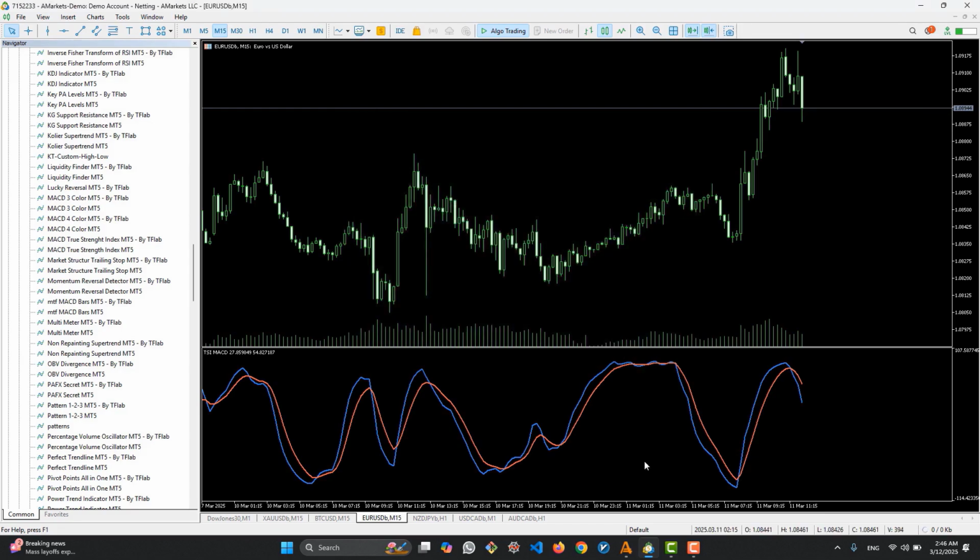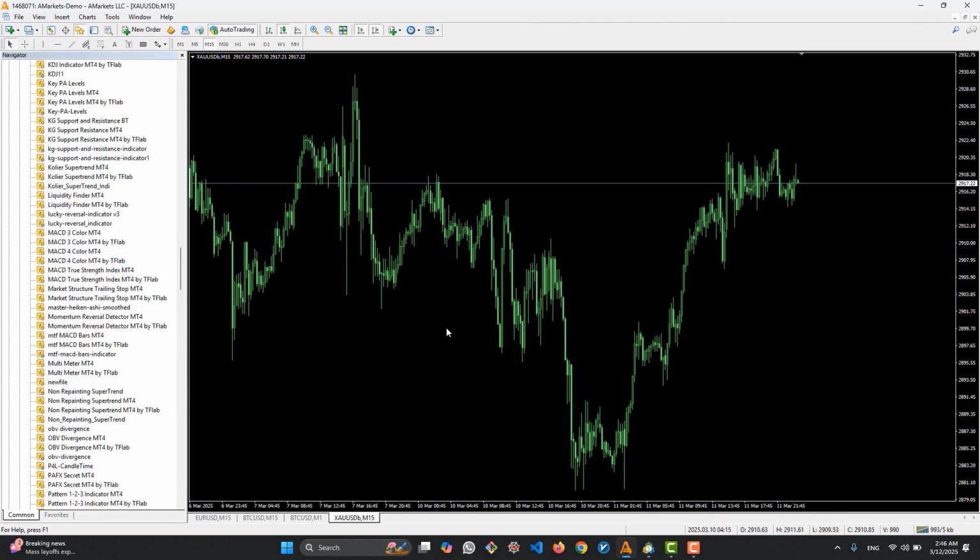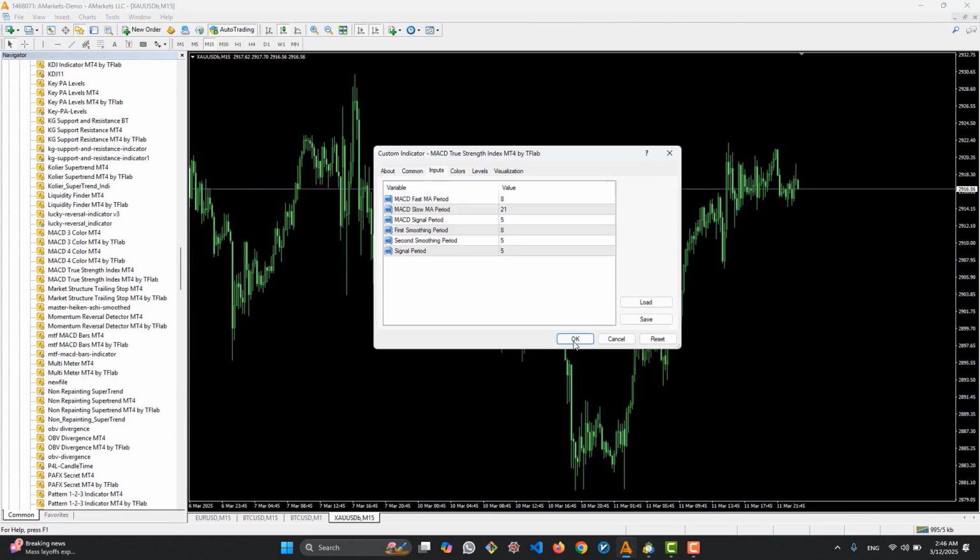You can also use the MT4 version of this indicator on the MetaTrader 4 platform. As you can see, the settings in the MT4 version are similar to the settings in the MT5 version.